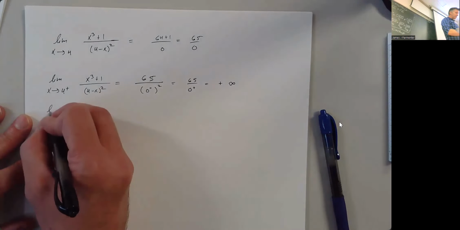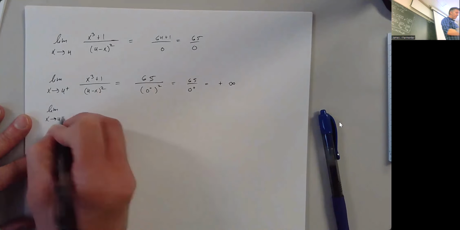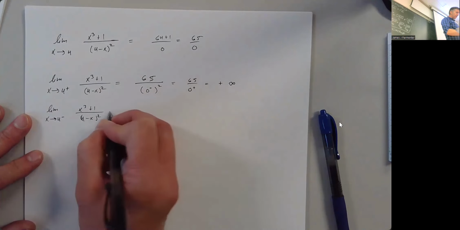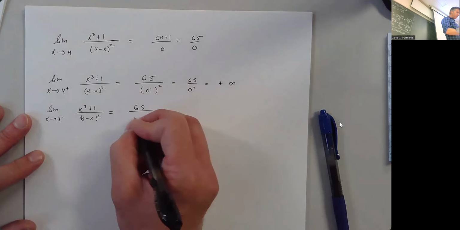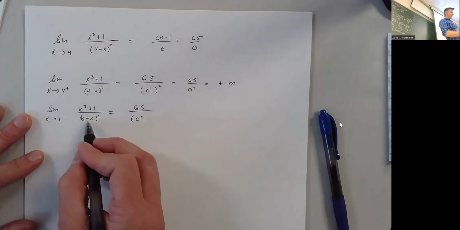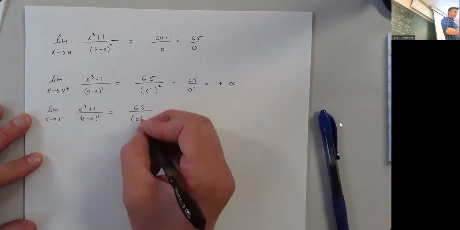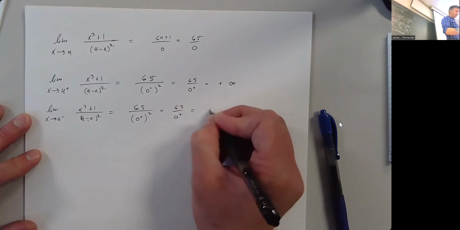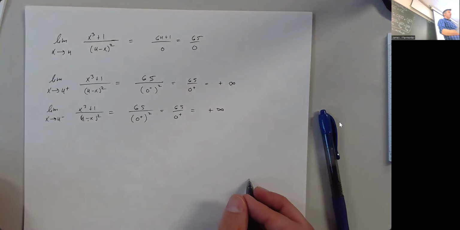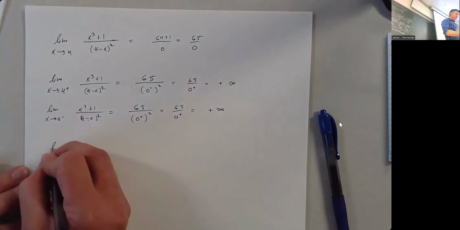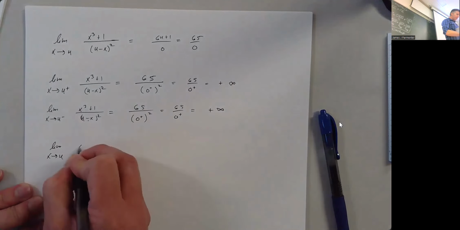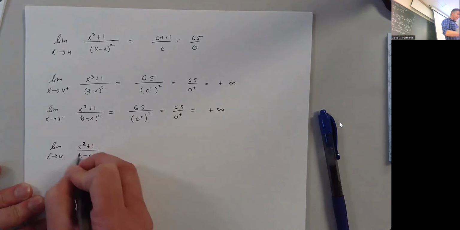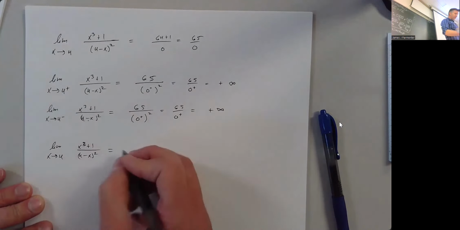On the other side, as x approaches 4 from the left of x cubed plus 1 over 4 minus x squared, you're going to get 65 over a slightly positive number, right? Because 4 minus a number a little smaller than 4 is going to be positive. And then if you square it, it's still positive, which means we're going to get a positive infinity. So personally, what I would say here is that the two-sided limit as x approaches 4 of x cubed plus 1 over 4 minus x squared is equal to positive infinity.